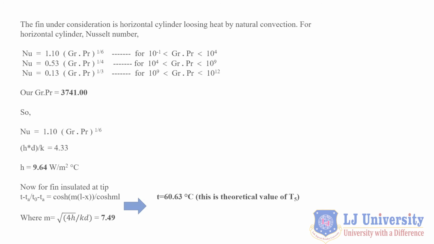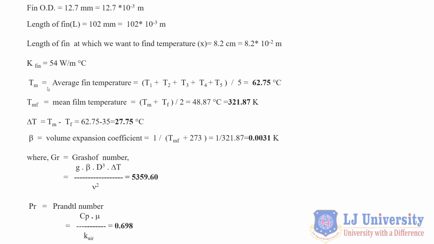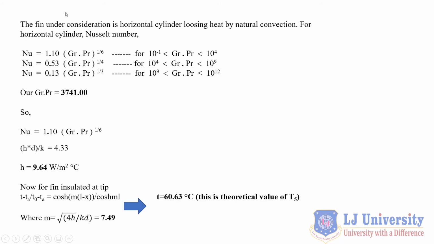Now let us do the calculation of Gr.Pr. We have the value of Gr over here, we have the value of Pr, do the multiplication, and it comes out as 3741.00. Now I have taken this equation, Nusselt number is equal to 1.10 into bracket Gr.Pr raised to 1 by 6. But why have I taken this equation? Because here you can see that 3 equations are given, and for our range, Gr.Pr will be less than 10 raised to 4. So that's why I have picked up this first equation over here.